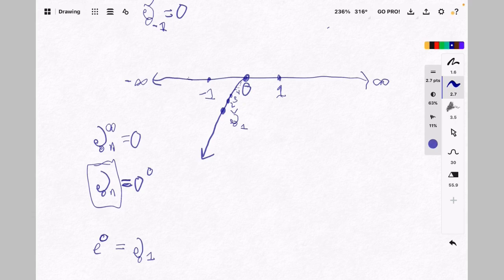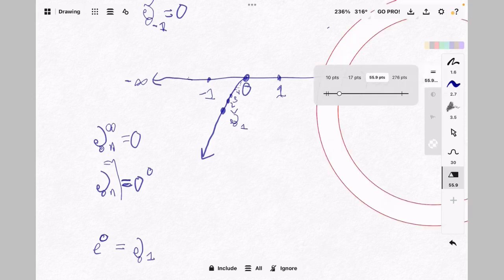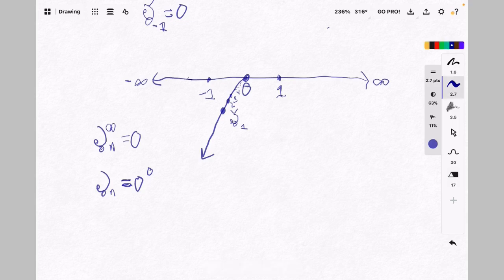So, yes, 0 to 0 is still undefined because you can do any bytel and not just bytel 1 or bytel 0. Hang on, let me make the eraser smaller. But, of course, you can use the bytels as a better representation for 0 to the 0.